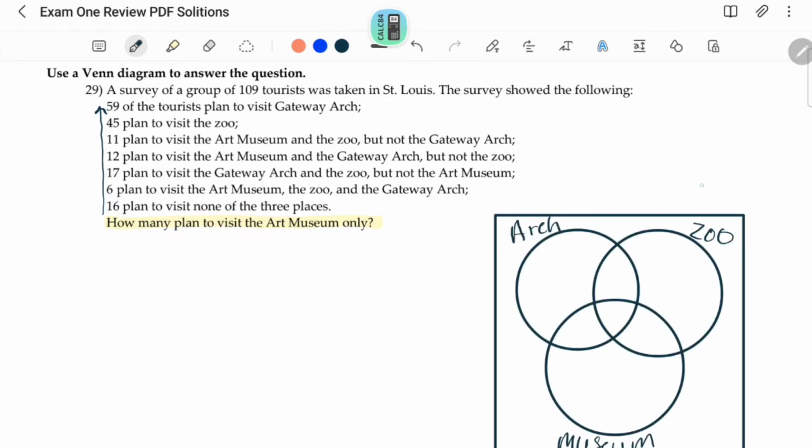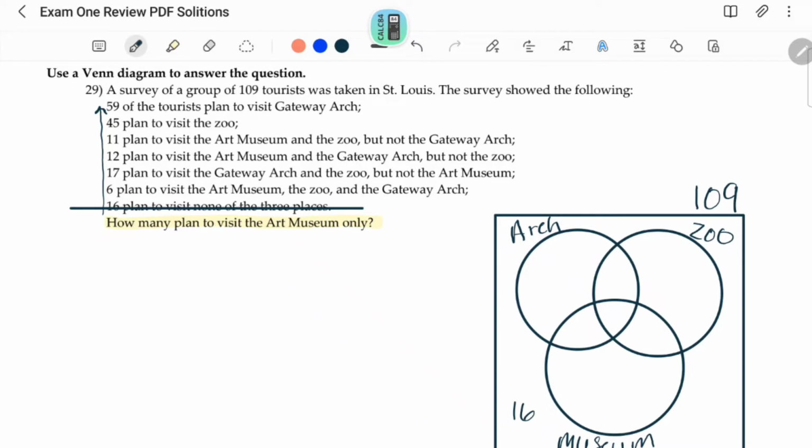All right. We have 109 people in total. So let's put that on the top. And now let's read our list from the bottom to top. It says 16 plan to visit none of the 3 places. So 16 is going to go on the outside of the circles. Let's put that right here. And now let's just cross that out.